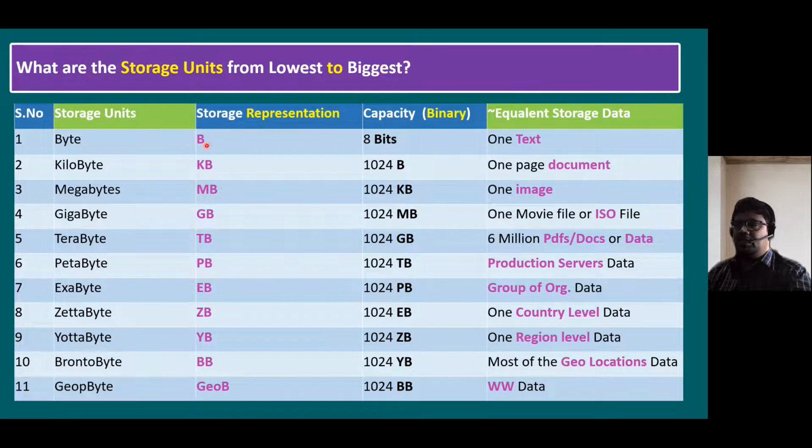So byte, B, and then generally capacity is binary in 8 bits. But equivalent storage data is one text. Even if you create one text file, generally it is in a bits size only.